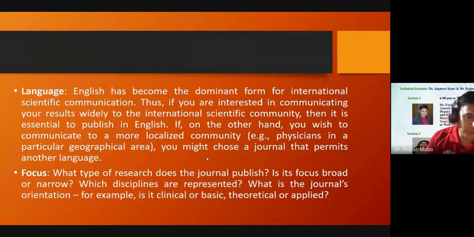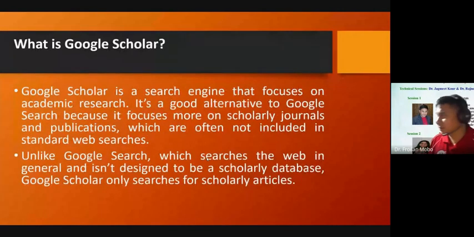Then another focus: what type of research does a journal publish? It is very important that for the journal that you're looking at, you make sure that all items are there. So you should check on the focus. And then, what is Google Scholar? Of course, Scholar is a search engine tool that focuses on academic research. Of course, it is a good alternative to Google search because it focuses more on scholarly journals and publications, which are often not included in the standard web searches. Okay, so later we will talk about it and know more.